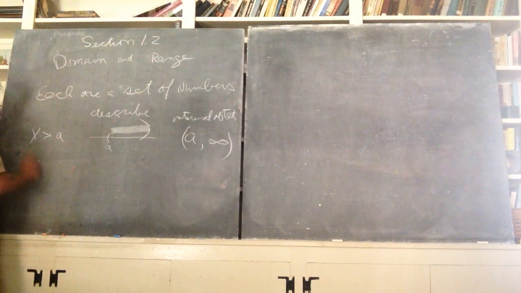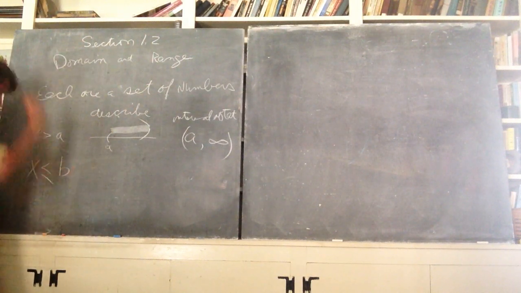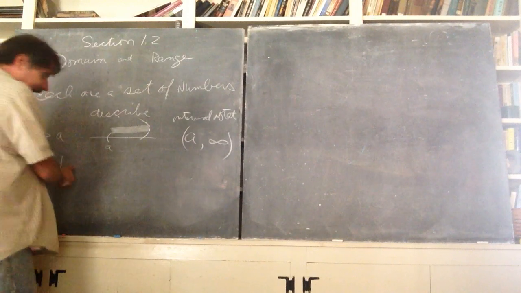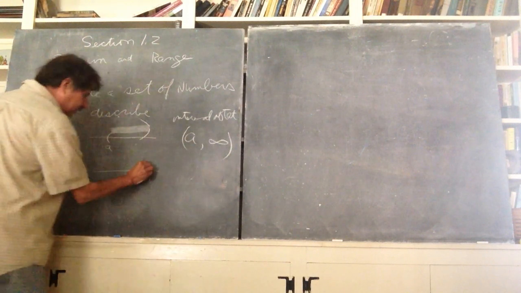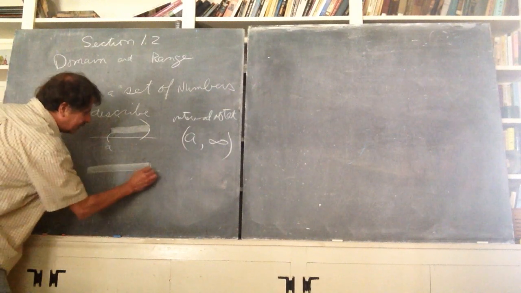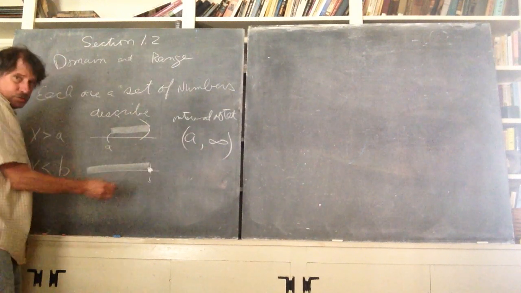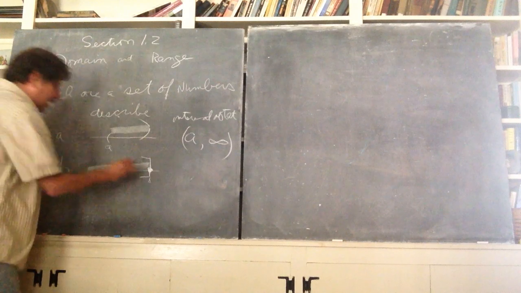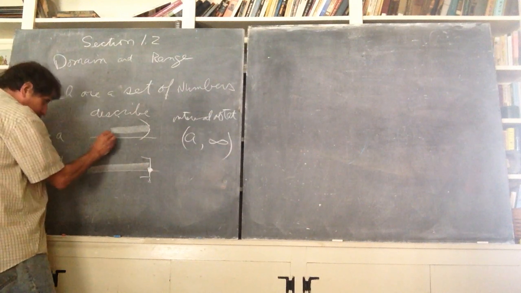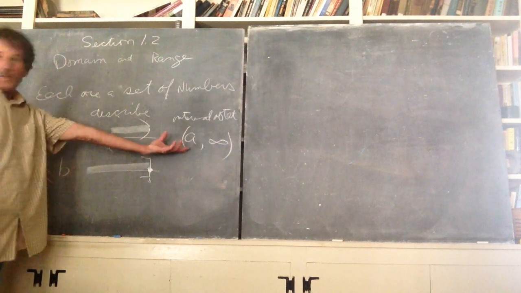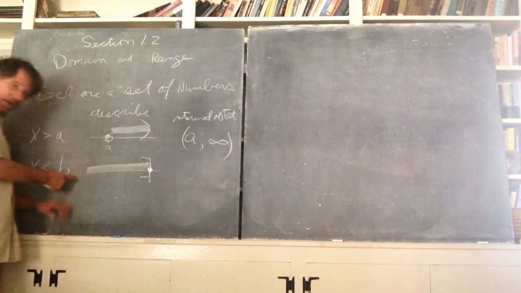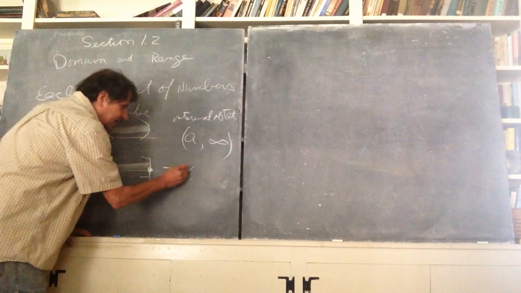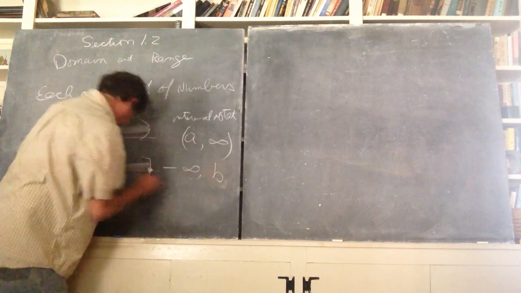Let's use a b. If it's inclusive, all the x's less than or equal to b, well, here we go, b is here, and we want to describe all those x's. By the way, this is a closed point or a bracket, whereas this is an open point because it's not included. So in interval notation, this would be everything going down, negative infinity to b, and b is included.